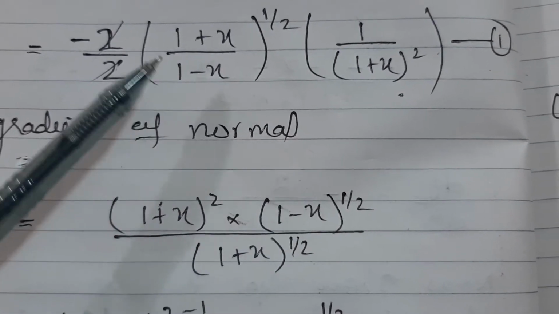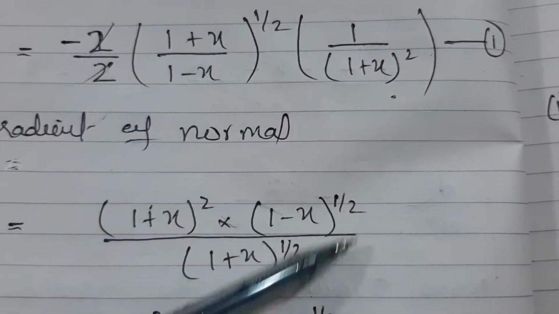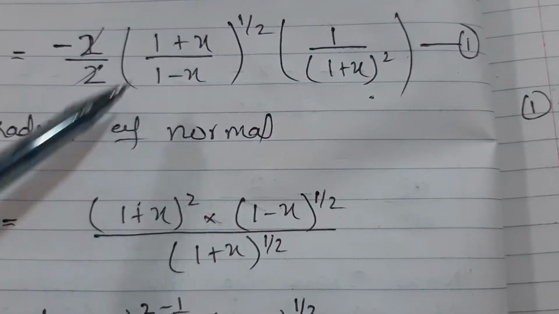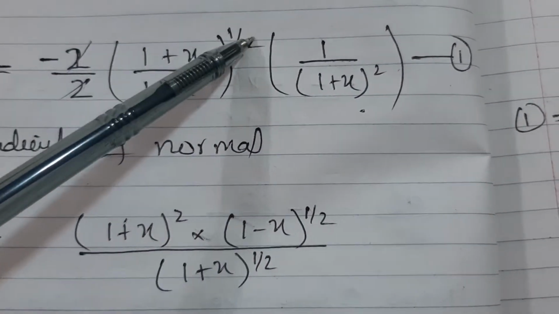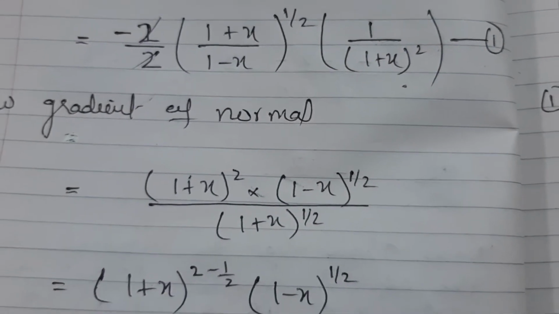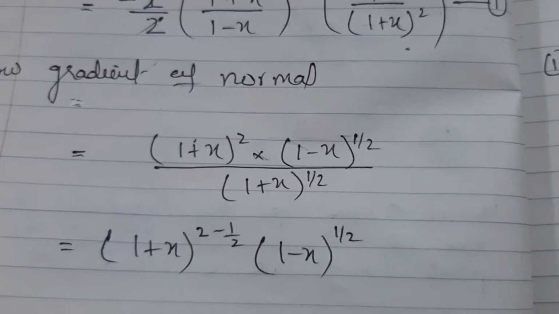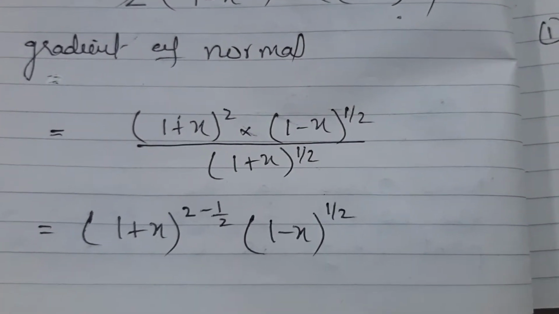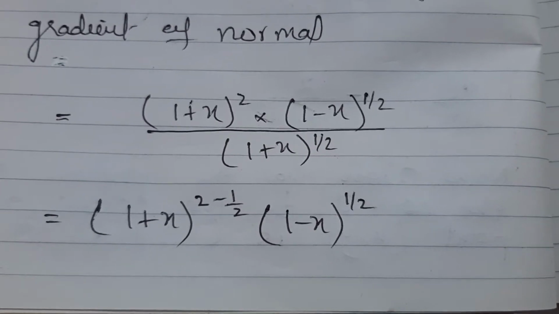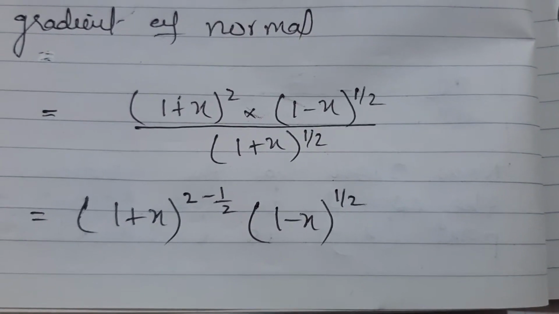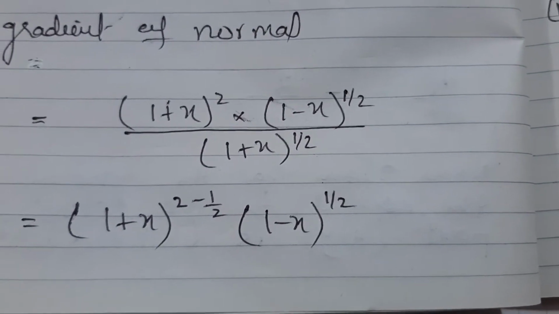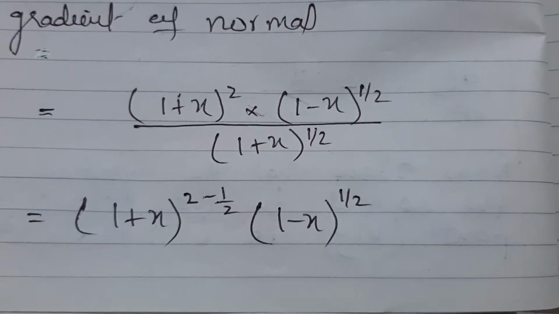You can see 1 minus x power half, it is in the numerator. 1 plus x whole square, it is in the numerator. 1 plus x power half is in the denominator. Now this is the gradient of the normal, but it does not have the form which is required in the question. Right, you remember that form. What was it? It was 1 plus x bracket and root 1 minus x square. So you have to bring it into that form now.